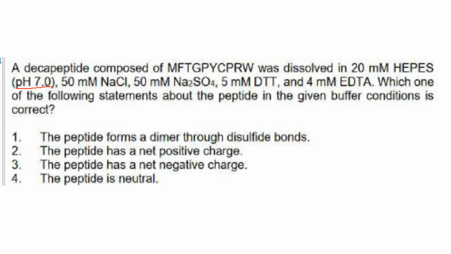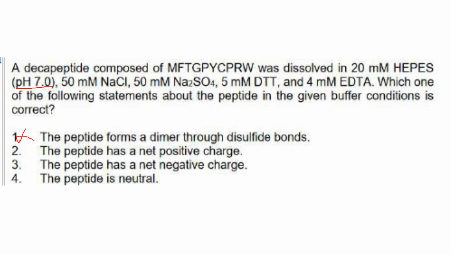The peptide forms a dimer through disulfide bond. Now the peptide, if you see, has only one cysteine residue over here. How will it form disulfide bonds? For disulfide bond formation, you need 2 cysteine residues, but that is not there. So the first one is not correct.